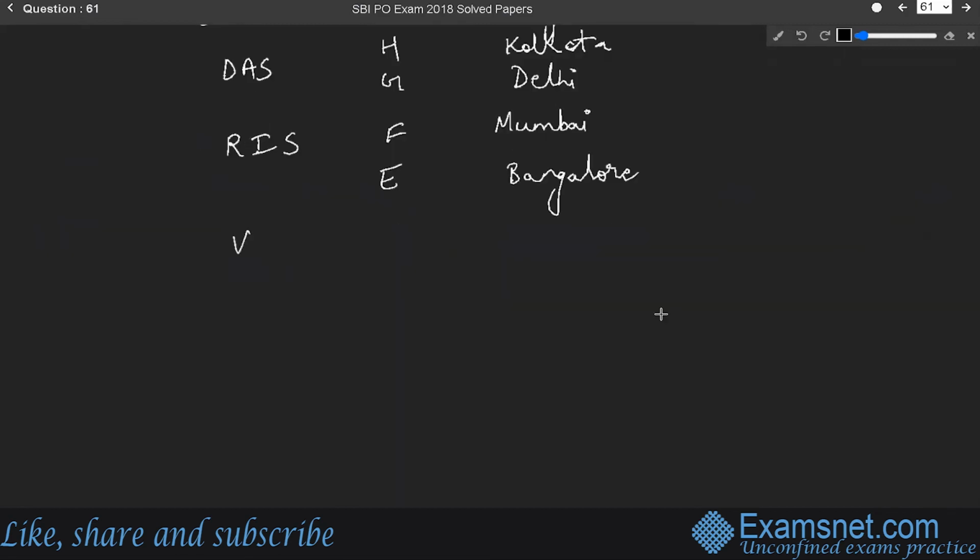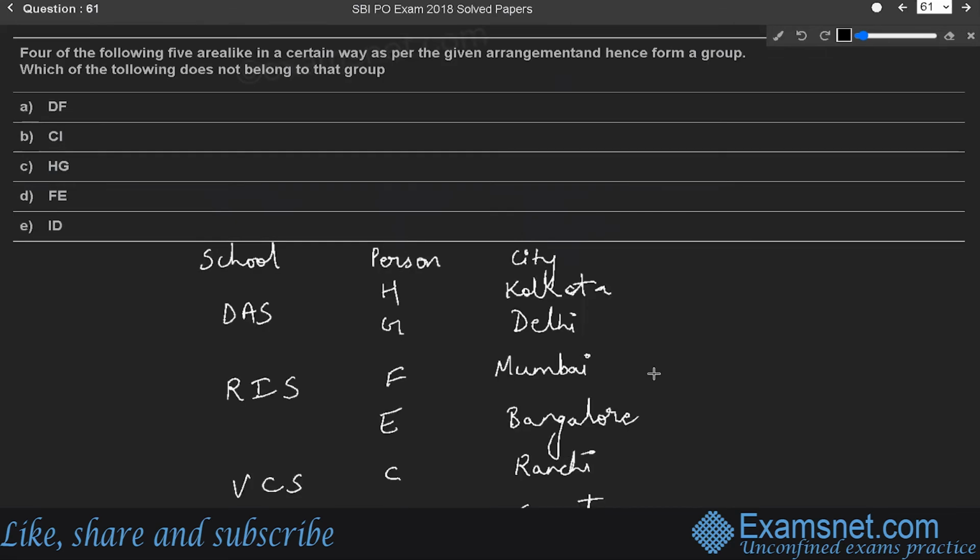And the last school is VCS, which consists of C, D, and I. C likes Ranchi, D likes Surat, and I likes Pune. The part of the question here is, which of the following does not belong to that group? 4 of the following 5 are alike in a certain way as per the given arrangement. Hence form a group.